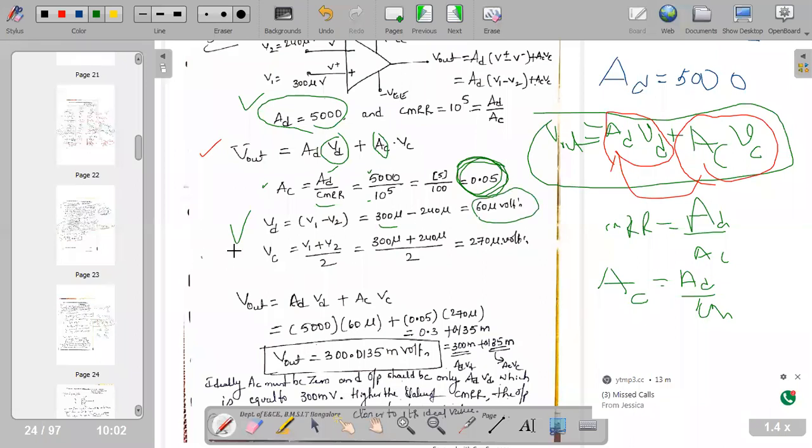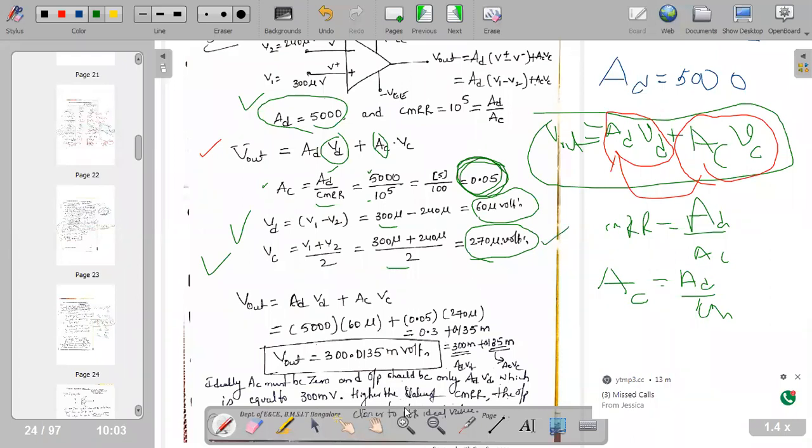And what is the value of VC? VC is the common mode voltage. Common mode voltage means it is the average of both the inputs, that is V1 plus V2 divided by 2. So we can write it is 300 micro plus 240 microvolt divided by 2. When you simplify this, we will get 540 by 2, that is 270 microvolt.